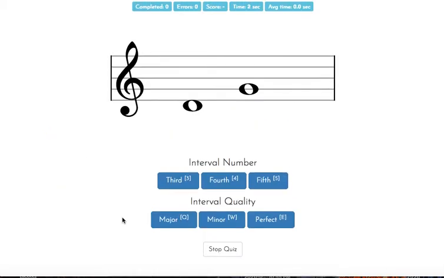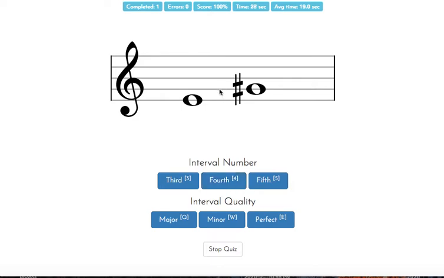Okay, so our first one here, if we count upwards, 1, 2, 3, we know that that is a fourth. Now, every time I use a fourth, I have to give a perfect interval quality to that. Green tells me I'm on the right track. This is a new thing for our interval identification, and then select fourth.